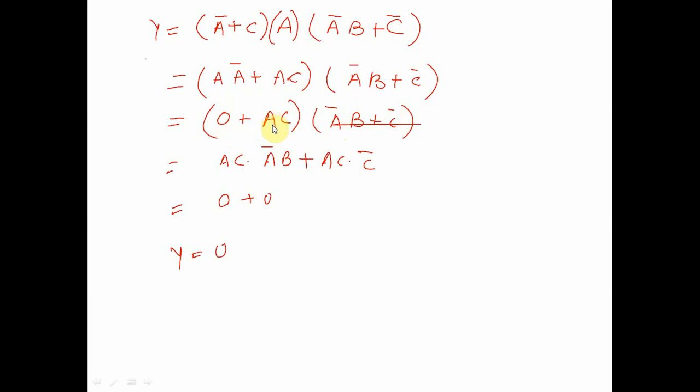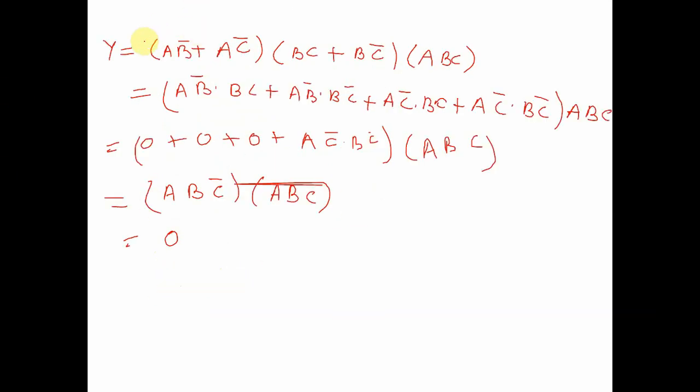Here AC is multiplied with A bar B, and AC is multiplied with C bar, so AC A bar B plus AC into C bar. But look, A into A bar is nothing but 0, and C into C bar is nothing but 0, so the final answer is Y equals 0.